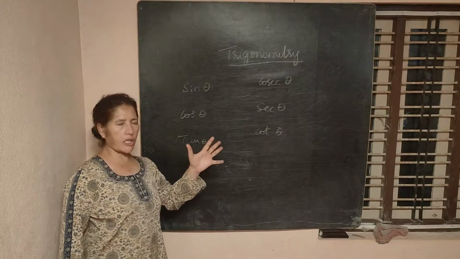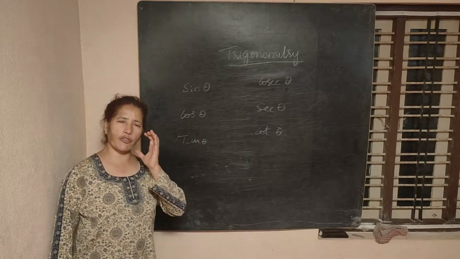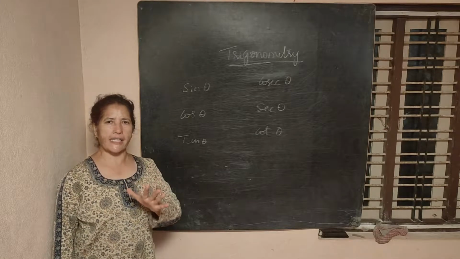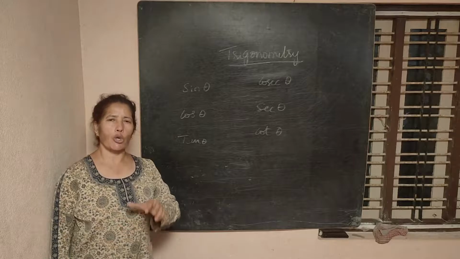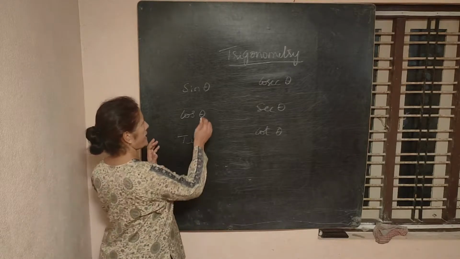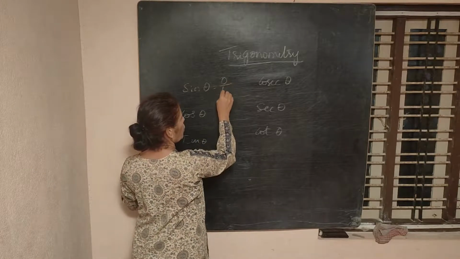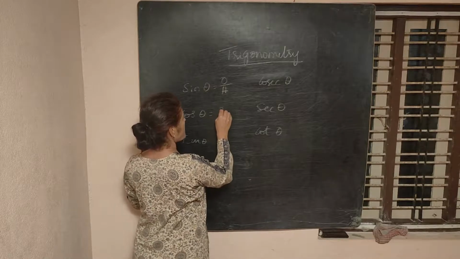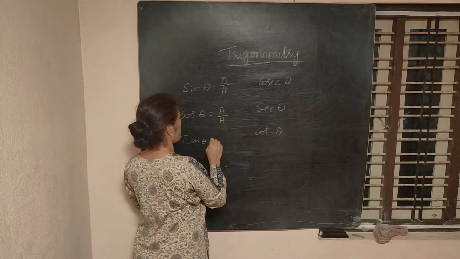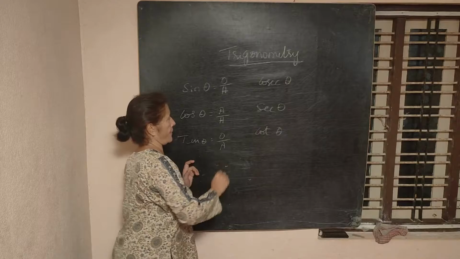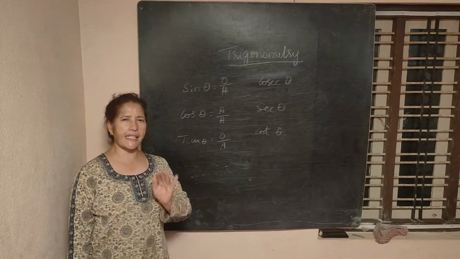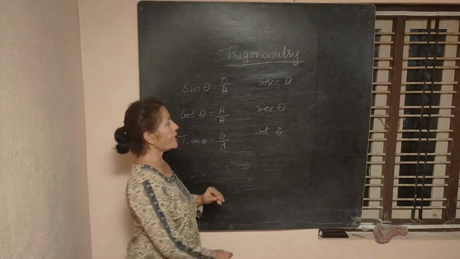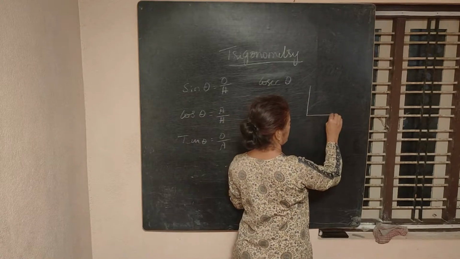Once you write down the 6 trigonometric ratios, you have to remember one slogan. What is that? OH, AH, OA. Sin theta is equal to OH, cos theta is equal to AH, tan theta is equal to OA. You will understand only if I draw a right angled triangle.